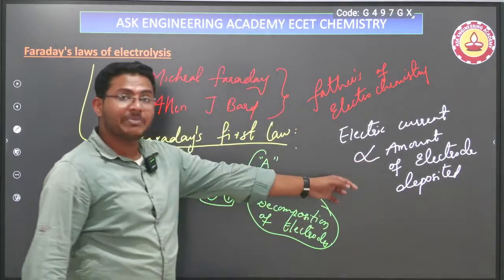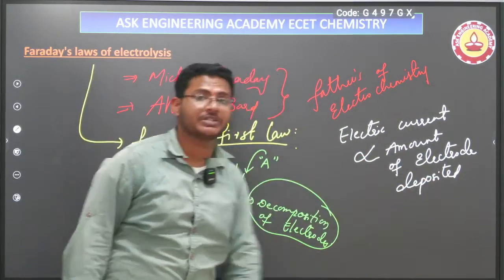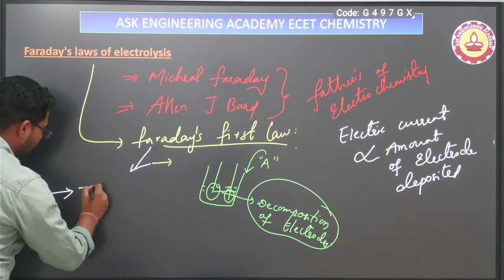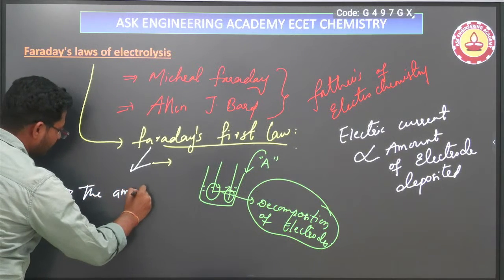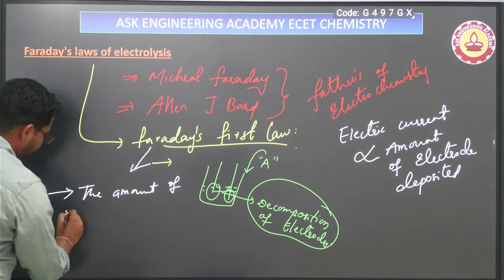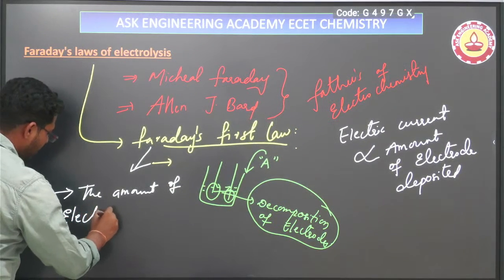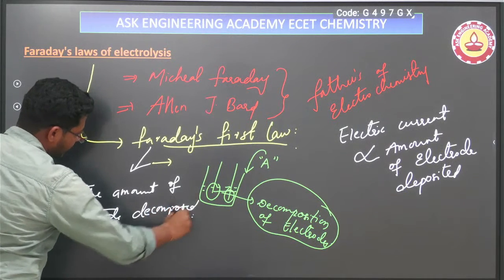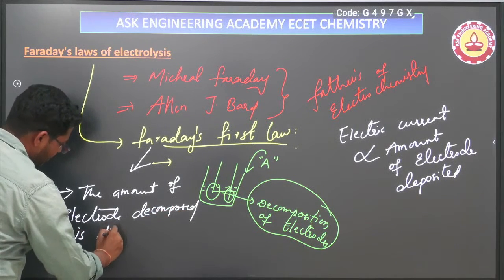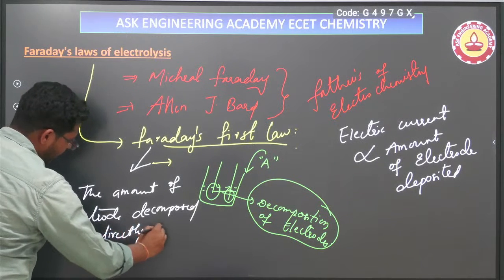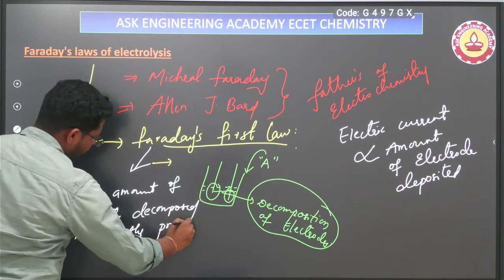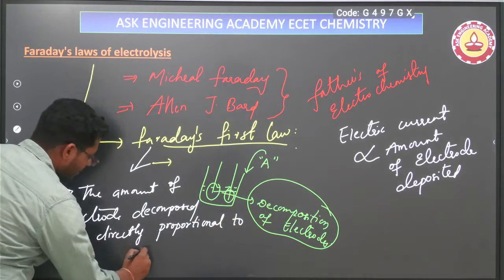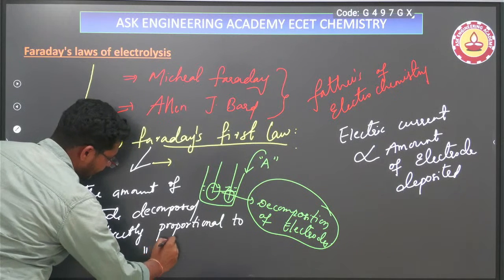So electric current is directly proportional to the amount of electrode deposited. Faraday's first law always states that the amount of electrode decomposed is directly proportional to electric current.